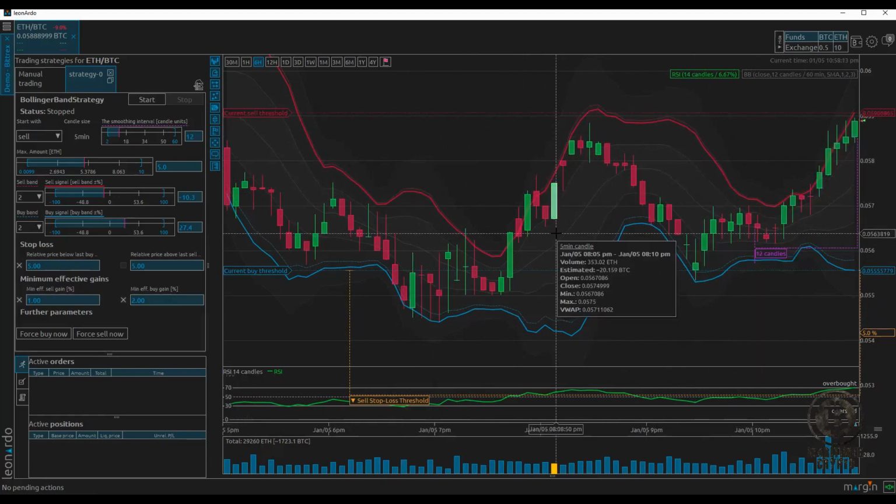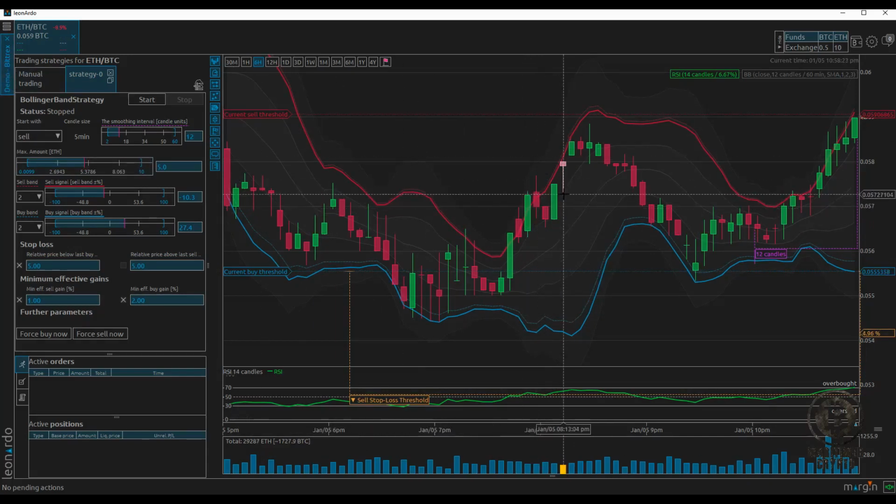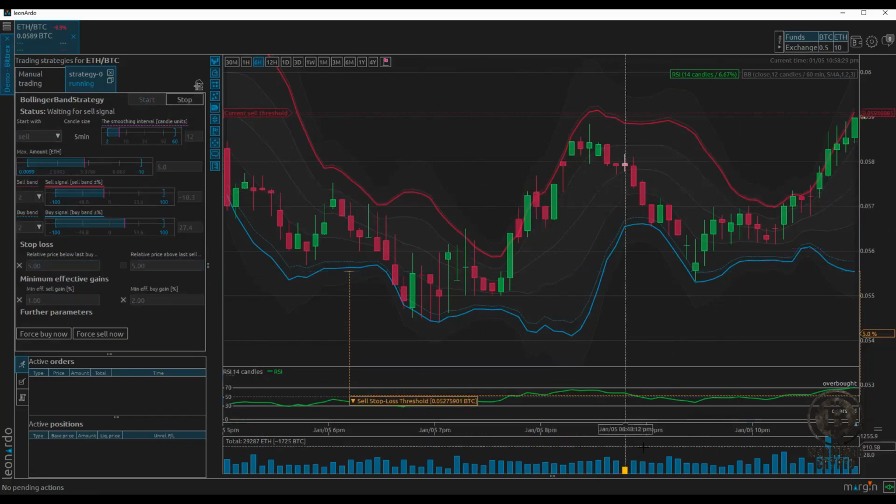You can download the full version and try it at home on your computer and see how it works, with no risk whatsoever. You just have to choose one of the demo versions. So, right, I have the sell, so 5 Ethereum. I'm going to do start. Now that it's in the sell mode, you can tell because it's showing the current sell threshold. So it's just waiting for the sell.